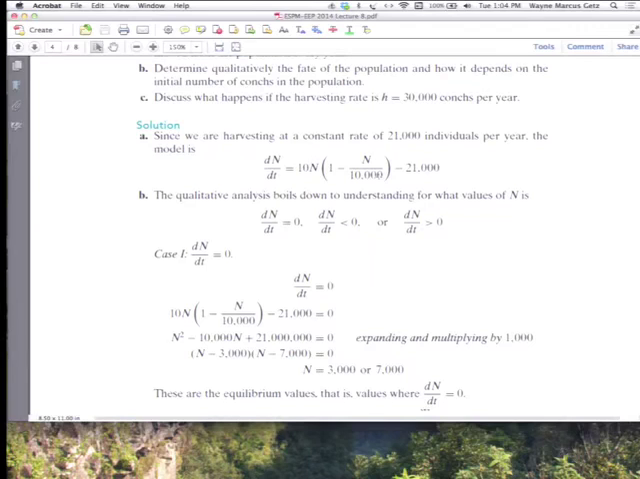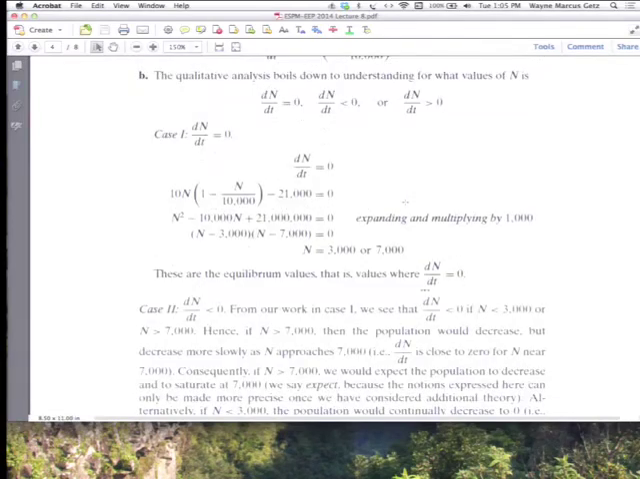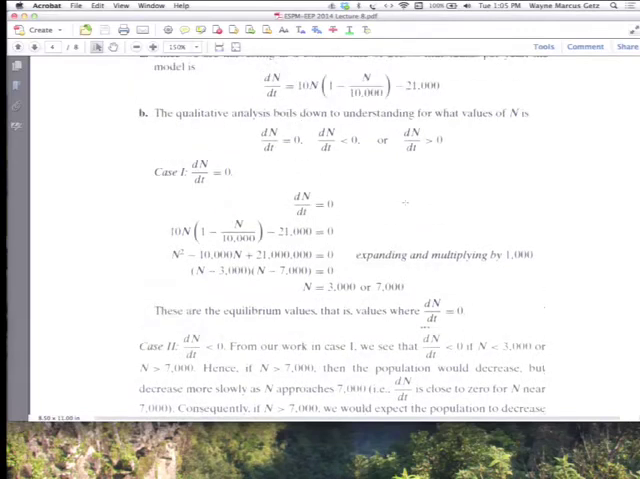Now, when I harvest 21,000 a year, I'm not doing it all at one time. Every day, I'm harvesting 21,000 divided by 365 individuals. So there's kind of this constant removal. Does this population have an equilibrium? So we do what is called a qualitative analysis. And to do this qualitative analysis, we say, is there an equilibrium solution to this model? So let me write it down. dn/dt is equal to 10n, 1 minus n upon k, minus, and now h is 21,000.